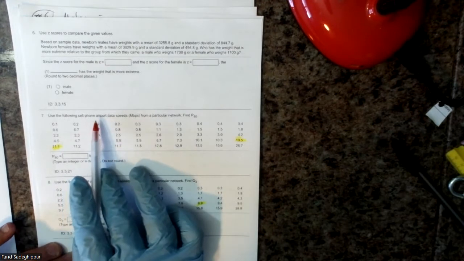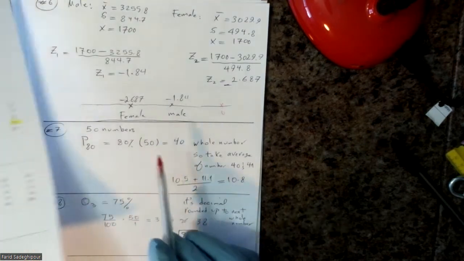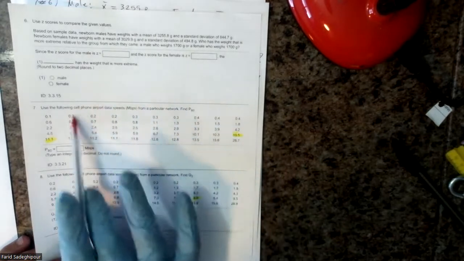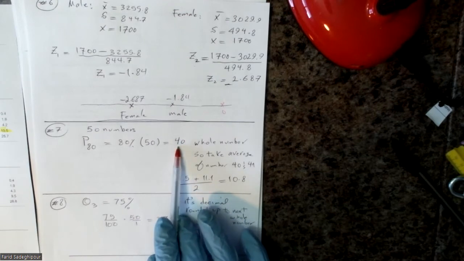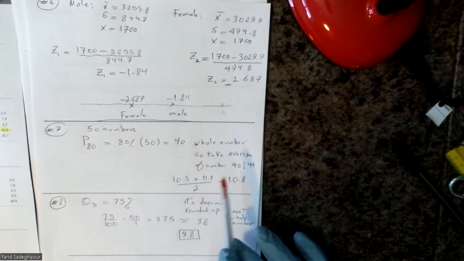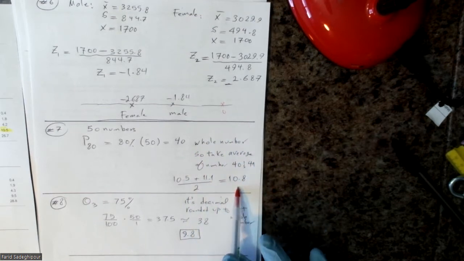Then the other one, it says use the following cell phone data and find P of 80, the percentile of 80. Remember, the formula: you take 80% of 50. What is 50? The total number of values you have. There are 50. So 80% of 50 is 40. Remember, when you have a whole number, you should always take the average of the 40th and 41st values. So the percentile of 80 is 10.8, which is between these two numbers.